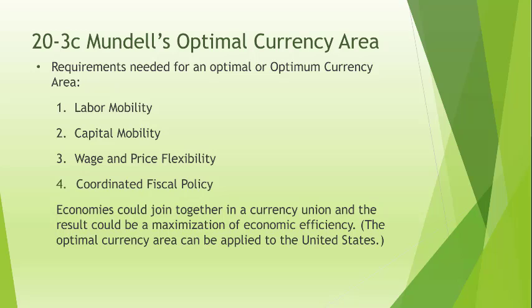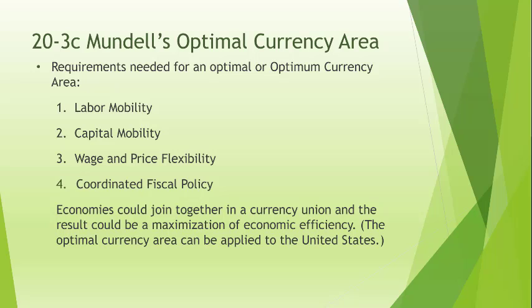Now, Robert Mundell, the guy who brought up this idea of the optimal currency area, tried to look at when it is in a country's interest to adopt another country's currency, to go to a common currency. And he came up with several criteria which he felt needed to be in place before that could work effectively. The first requirement is labor mobility.